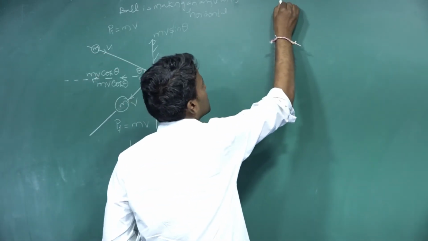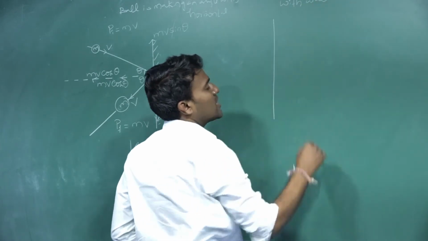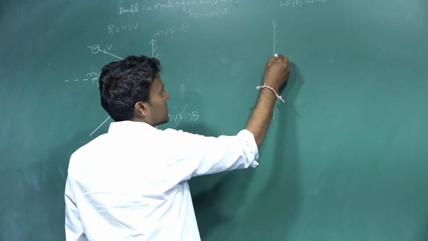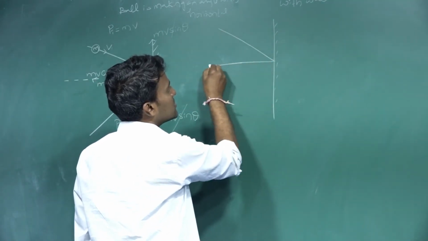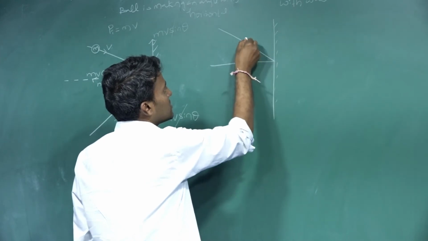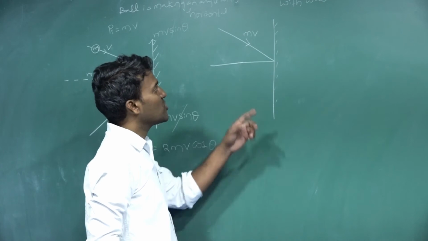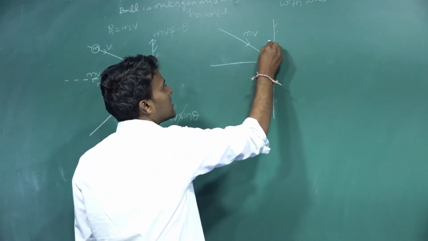Now it is with the wall. The angle made with the wall. Now this is the wall, and the ball is coming along this direction, isn't it? This is horizontal. The momentum of the ball is mv. The initial velocity of the ball is v, and it is making an angle theta with the wall.